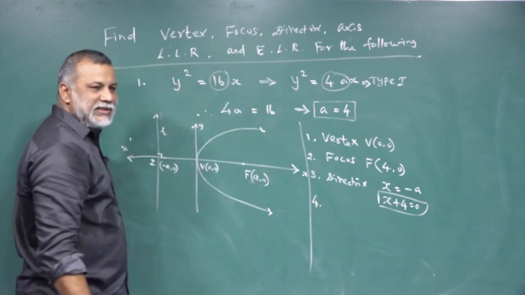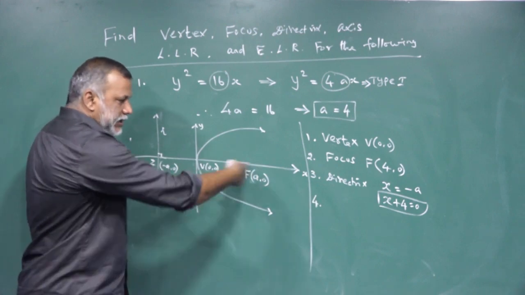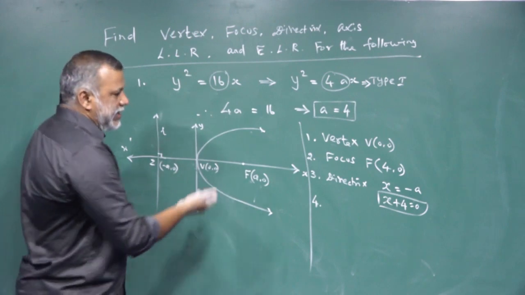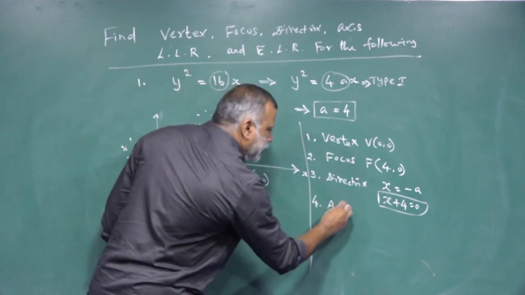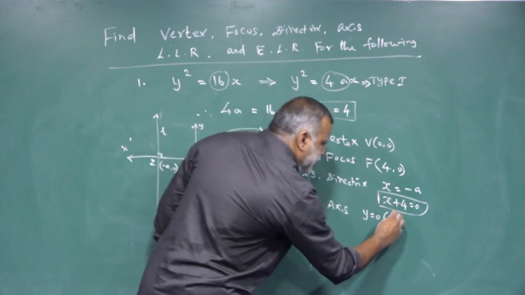Then what is the fourth value? The fourth value is axis. See, this diagram is symmetric about the X axis. So the axis is the X axis. Its equation is y equal to 0. You can write it like this, X axis.